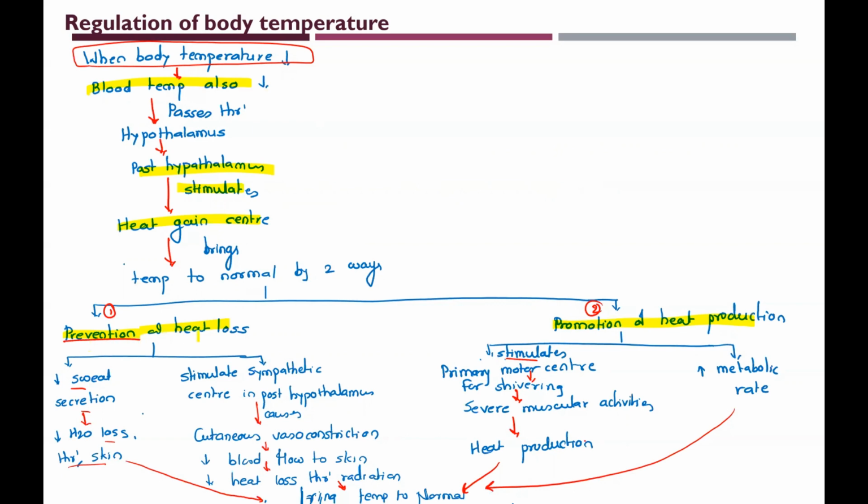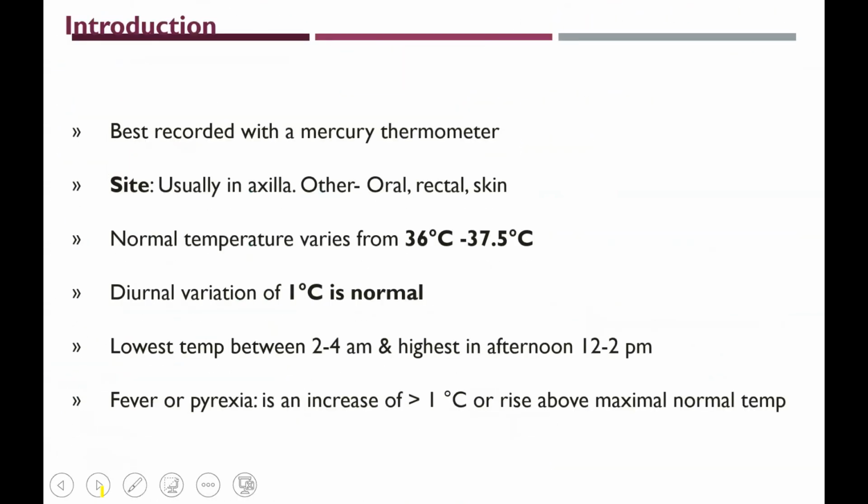Okay, so how will heat loss be prevented? Reduce sweat secretion and stimulate the sympathetic center in the posterior hypothalamus, so the cutaneous vessels get constricted, so less blood will enter the skin. So heat loss through radiation will reduce and temperature will come to normalcy. Second, how will the body promote heat production? Stimulate the primary motor center for shivering so that the patient will have severe muscular activity and heat will be generated, and increased metabolic rate. So this is how the hypothalamus maintains the thermoregulatory set point in a normal person.